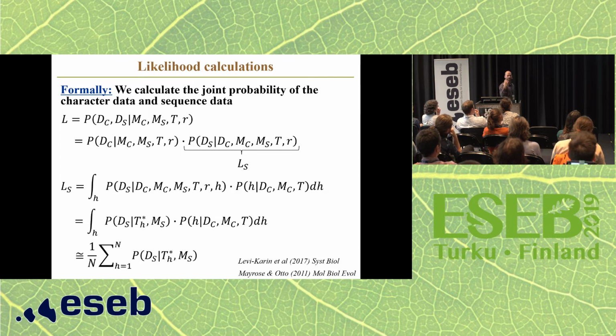To do this is exactly the stochastic mapping approach that I shortly told you about before. So what we do is the likelihood of the sequence data is calculated by taking into account many possible histories. Basically, we would like to take all possible histories of the character data. We cannot take into account all possible histories, so we replace the integral by a sum, which is a stochastic mapping approach that samples histories according to their probabilities.